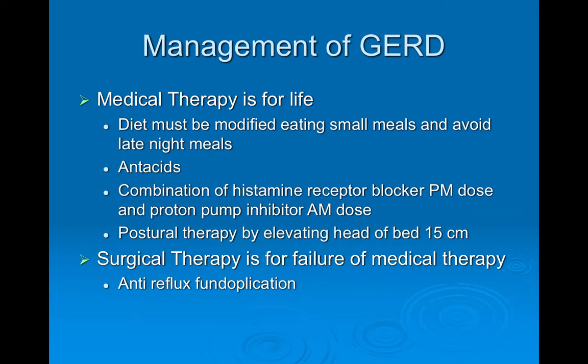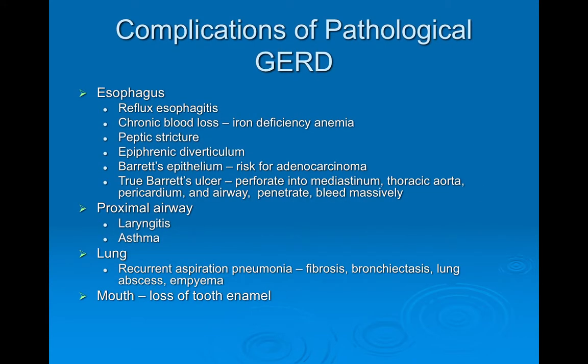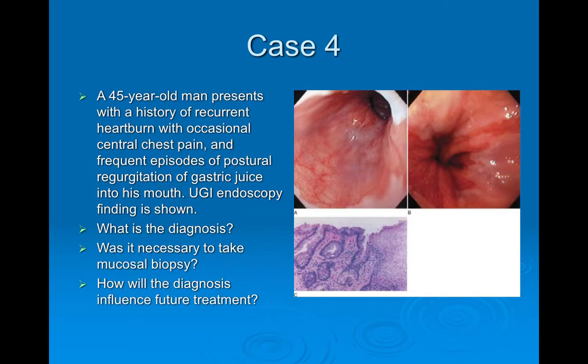So, medical therapy: antacids, H2 blockers, PPIs, and then surgical therapy like we talked about. After you've ruled out that there's nothing else going on in the lower esophagus and it's healthy, you can treat their hiatal hernia if they have it, and then do an anti-reflux procedure. Okay, complications we already talked about, aspiration pneumonia, those kinds of things. But Barrett's is a real problem for GERD, and that's a nice segue into our next little case.